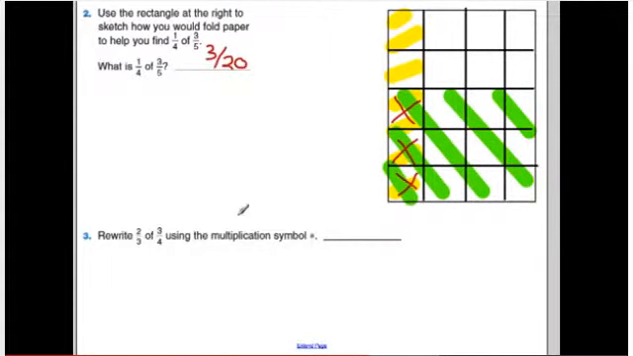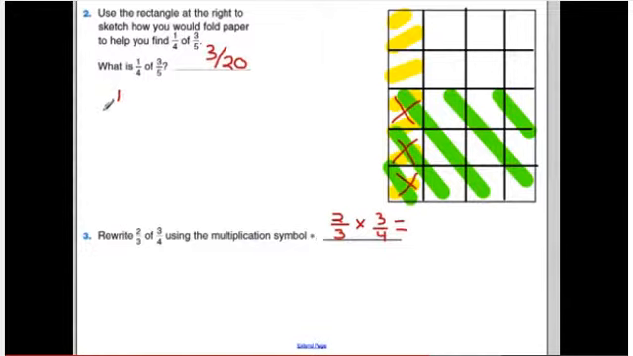Now, remember I told you to think of that word "of" as multiplying. So look here at number 3. Let's rewrite 2/3 of 3/4 using the multiplication symbol. So we're going to write 2/3, and instead of saying "of," we're going to put a multiplication sign there, 3/4. Okay, that's what that means. Now, I want you to take a look at what answer did we get. 3/20? Well, here's the cool thing about multiplication. Oh, this is a different problem. Different problem. Let's go back to this problem here.